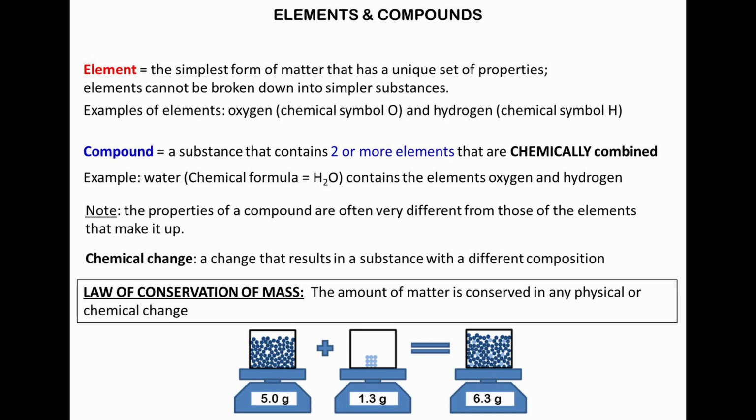A compound is a substance that contains two or more elements that are chemically combined. Example: water, chemical formula H2O, contains the elements oxygen and hydrogen, in a proportion of 2 hydrogen atoms for 1 oxygen atom. Note: the properties of a compound are often very different from those of the elements that make it up. A chemical change is a change that results in a substance with a different composition.